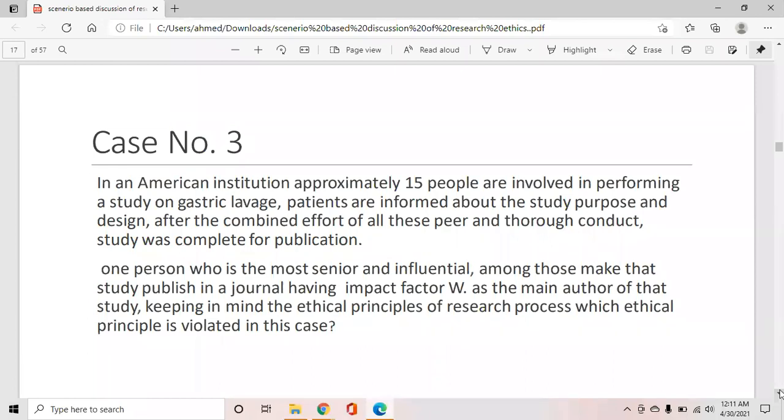Case number three. In an American institution, approximately 15 people are involved in performing a study on gastric lavage. Patients are informed about the study purpose and design. After the combined effort of all these people, a thorough study was completed for publication. One person, who is the most senior and influential among them, made the study published in a journal having a high impact factor with himself as the main author of that study. Keeping in mind the ethical principles of the research process, which ethical principle is violated in this case?